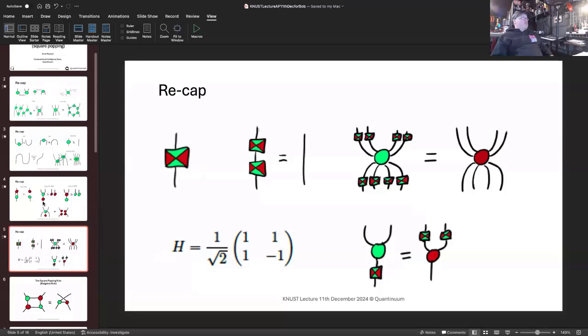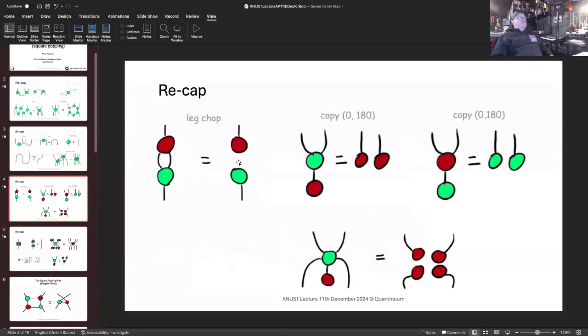Now, let's go one slide back. So let's look at this rule here on the top left. So what does it allow you to do?